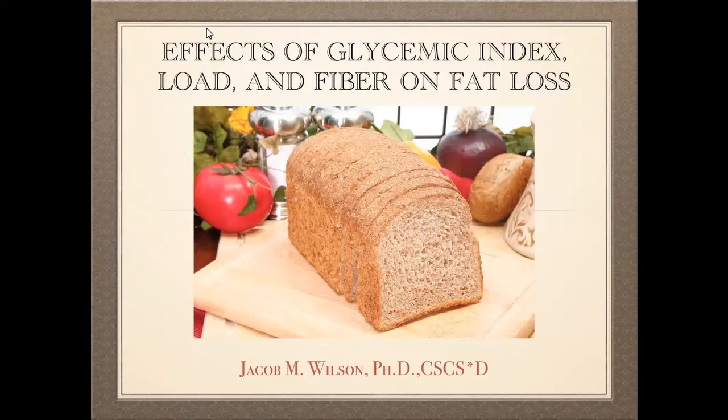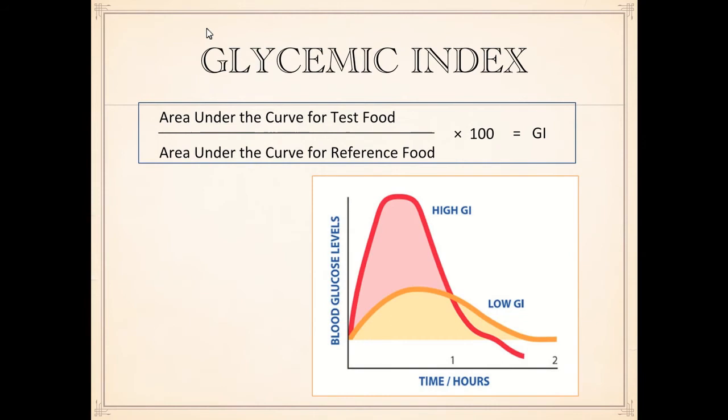All right, welcome everyone to one of the more important topics that we'll discuss, and that's the role of glycemic index and load, as well as fiber and fat loss. So, as a review, basically glycemic index is the area under the curve of blood glucose levels in response to a glucose load. Okay? So if you look at a high glycemic index, you're going to have a very robust, rapid increase in blood glucose and then a drop. Whereas low glycemic index will be a slower and sustained blood glucose response.